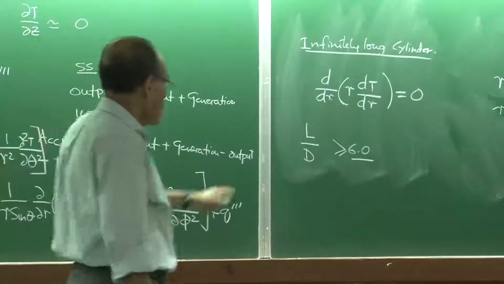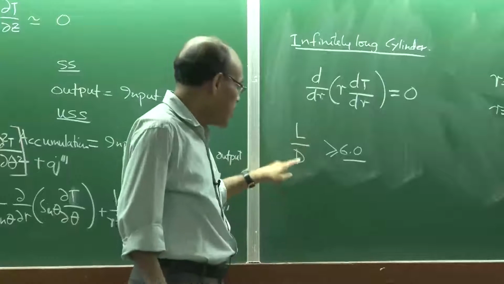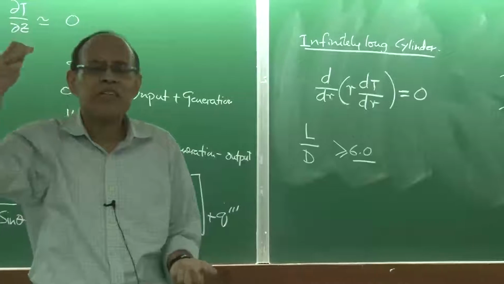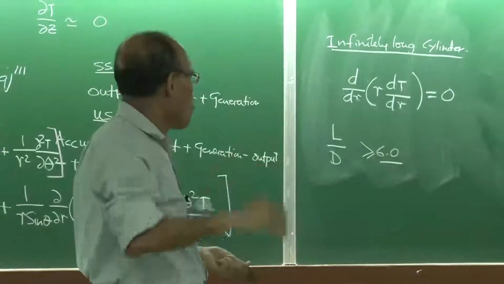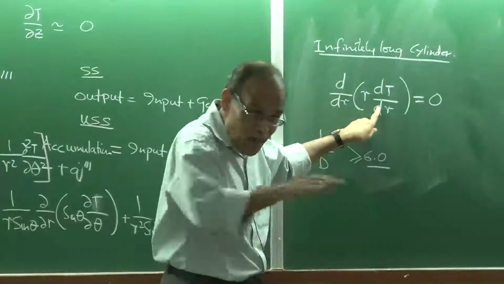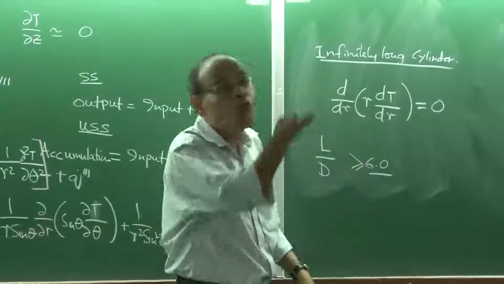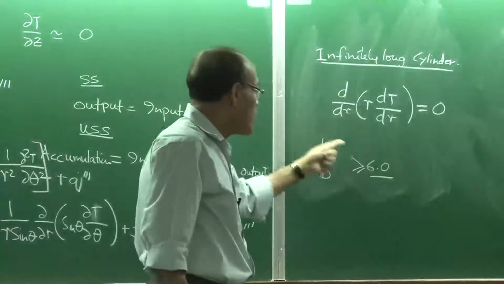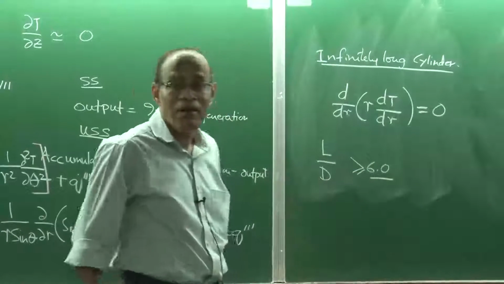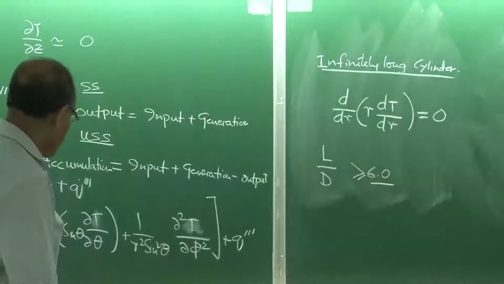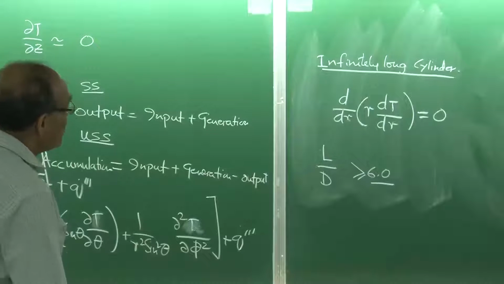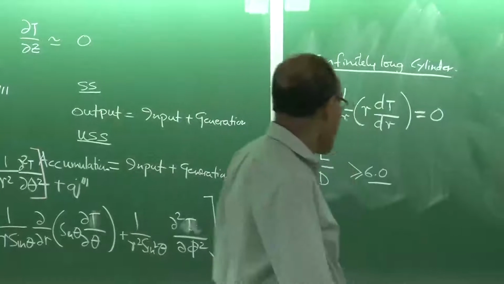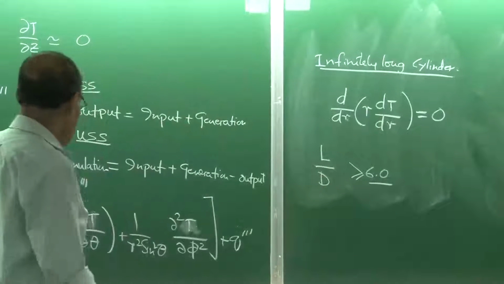So, if the length of the cylinder is greater than 6 times its diameter, the end effects can be neglected, and everywhere the temperature is going to be more or less the same as at the center of the cylinder. If you go towards either end, there may be some deviation, but that deviation can be expected to be minimal once this criterion is satisfied. So, our definition of a mathematically infinitely long cylinder is one whose length is greater than 6 times the diameter of the cylinder.